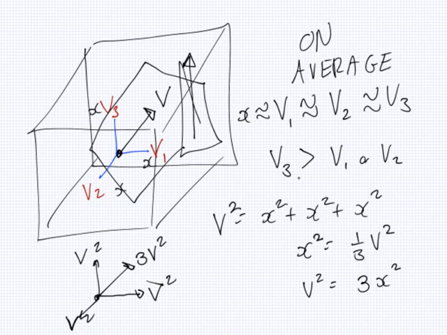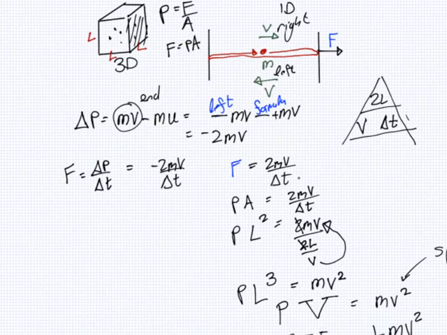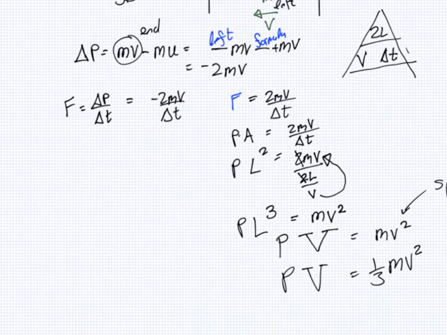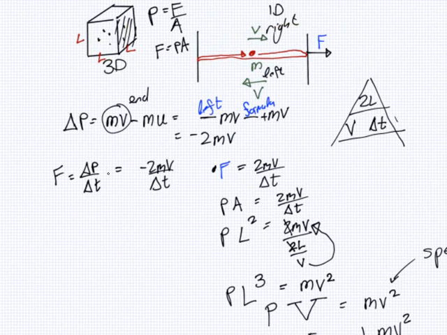Another question might be, what is the cause of the force on the wall? The cause of the force on the wall is the change in the momentum of the mass. The delta P of the mass is what caused the F. If I look back here, this F on the wall was caused by this change of the particle.